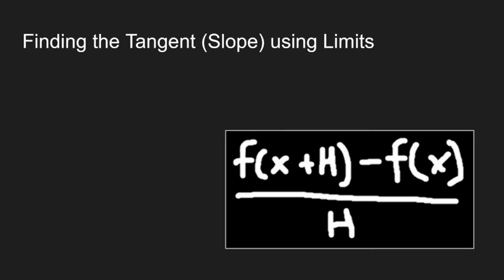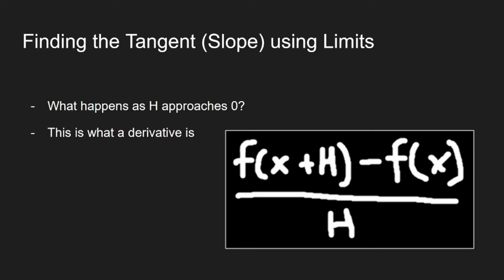Let's now combine limits in this new form of finding tangents. Let me ask you, what would happen as this h value approaches 0? Well, as it approaches 0, we can get an accurate value for the tangent of a point. This is what a derivative is, and we can use a limit to find it.